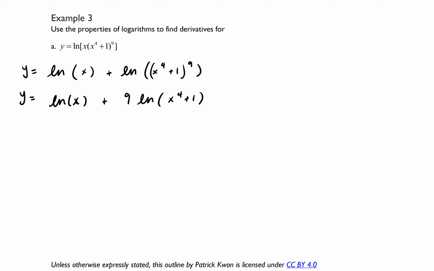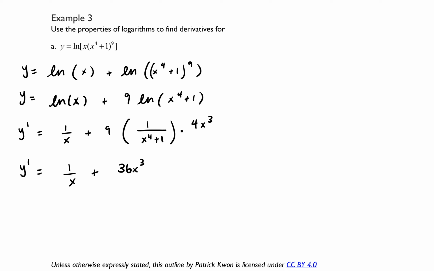So now that we've expanded our function using the properties of logarithms, we can go ahead and start taking the derivative. So y prime will equal, the first part is just going to be 1 over x plus 9 times 1 over (x^4 + 1) times 4x cubed. If we clean this up a little bit, we'll have 1 over x plus 36x cubed over (x^4 + 1).